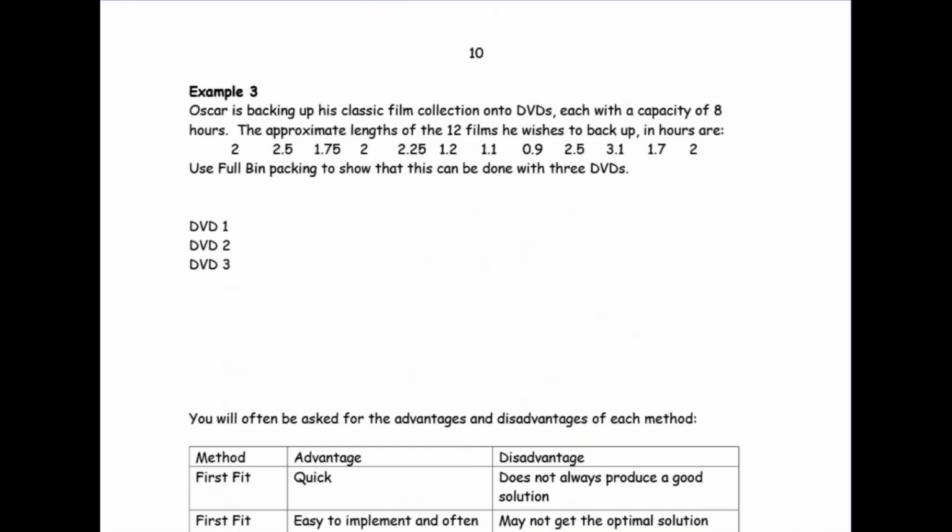So I'm looking at this list and thinking, can I match some of these decimals up to make integers that I can fit in? So the first one I'm looking at is 1.75 and 2.25, which gives me a total of 4 hours, which I could put together with these 2's to give me a total of 8 hours on DVD 1. So I made a full bin here just by observation.